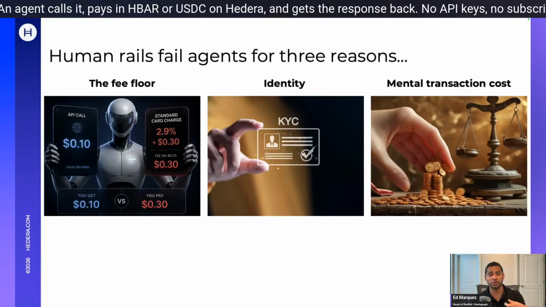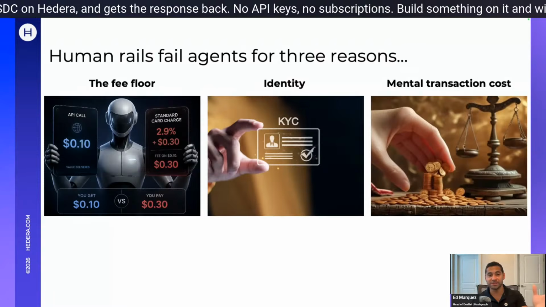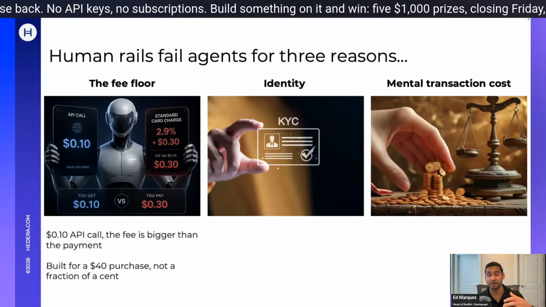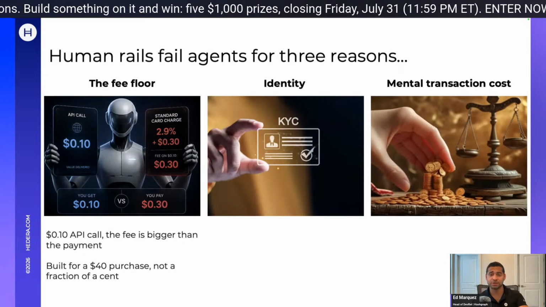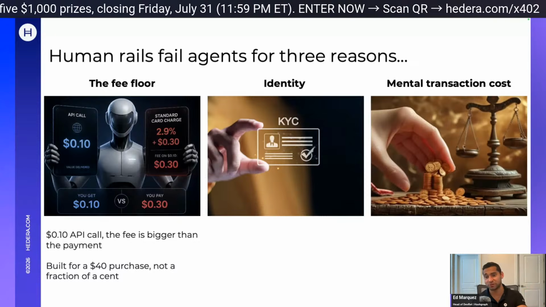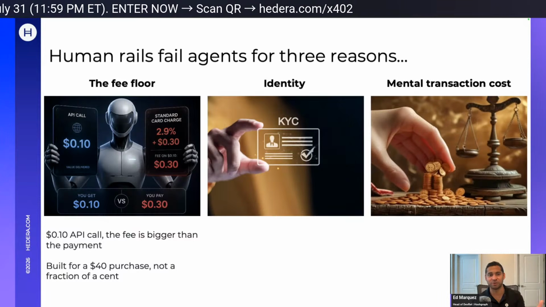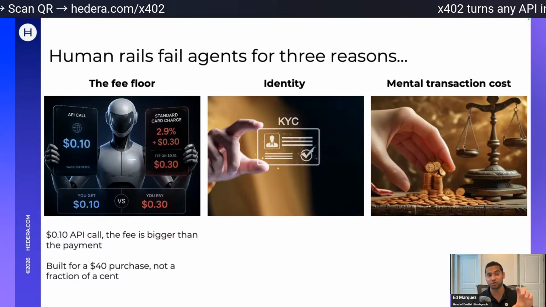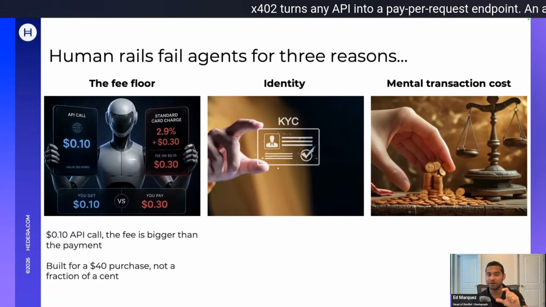And so each one of those payment options fails for various reasons, right? One is the fee floor. If you look at a standard credit card, a typical banking charge is about 3% plus 30 cents. So if you're trying to make an API call that costs 1 cent or a fraction of a cent, you have a fee that is bigger than the thing that you're actually trying to pay for. So the human rails don't necessarily make sense for that. The human rails were built for a $40 transaction or a $400 transaction, but not for a fraction of a cent.